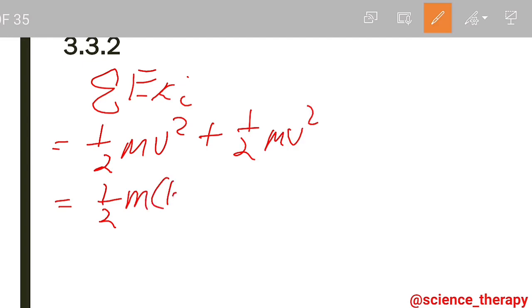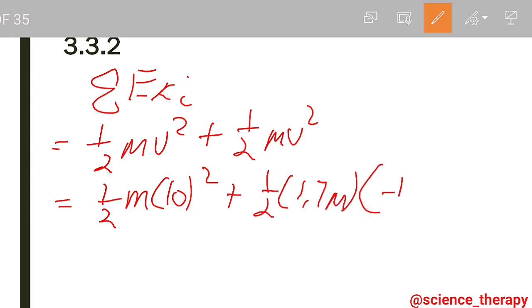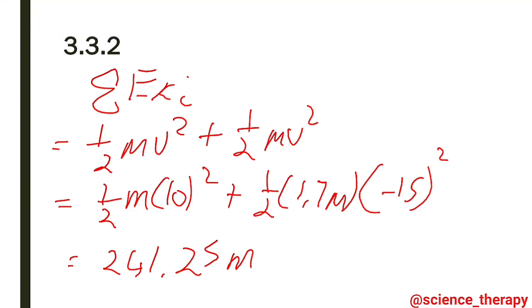But what is the velocity? Initially, we have 10. And then again, for the mass of B, we have 1.7 m. And then what is the velocity initially? It's negative 15, and then squared. If you punch all that in the calculator and add, we have 241.25 m, right? And that is the sum of EK initial. Now remember, we have to compare that with the sum of EK finally.